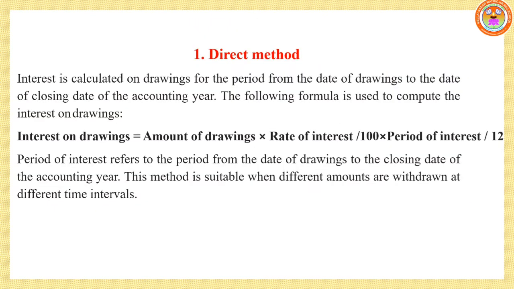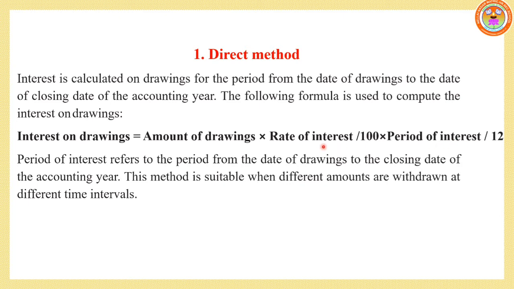There are three methods which can be followed for calculating interest on drawings. First method, direct method. Under this method, the formula used for calculation of interest on drawings is amount of drawings, how much they have withdrawn, into rate of interest by 100 into period of interest by 12.